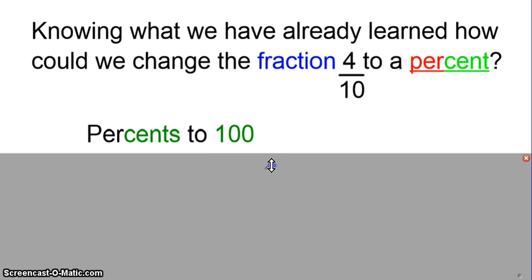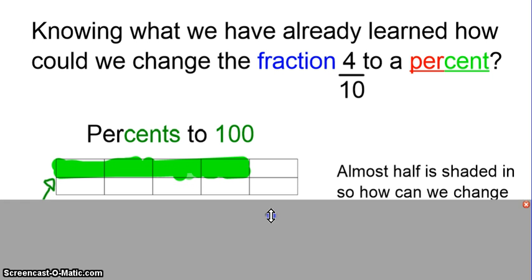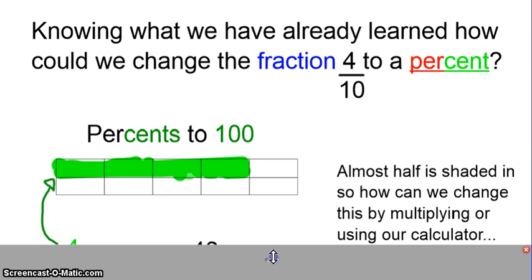Now that you've looked at this one, let's take a look at this diagram down here. And when we look at this diagram, we have 4 out of the 10 spots shaded in, which we know is almost half. So we almost know that's a half, and we know that a half is 50%. So if we know that almost half of this is shaded in, how can we change this by multiplying, or we can also use our calculator to make this easier on us?